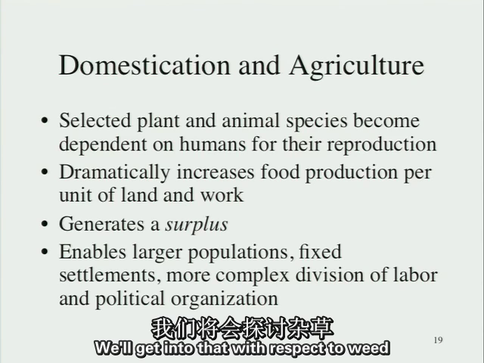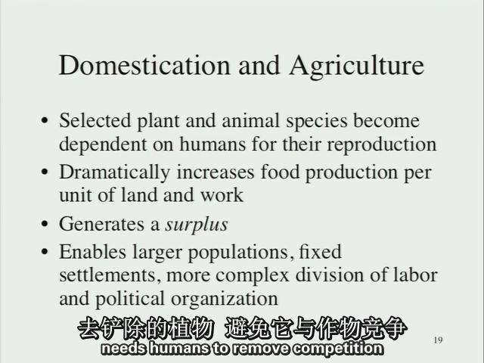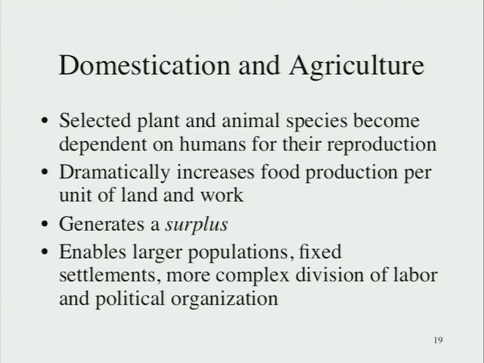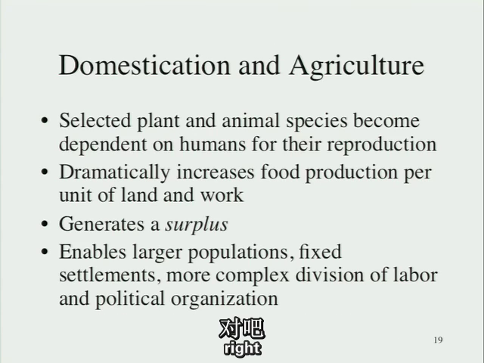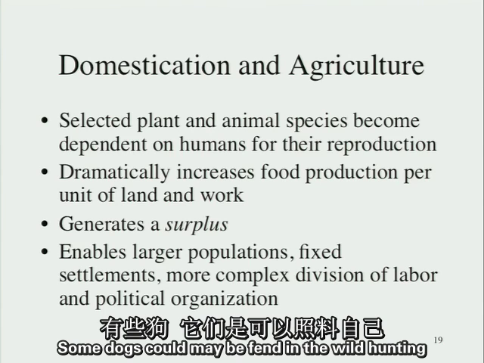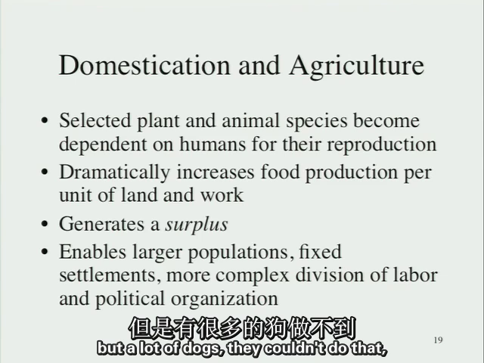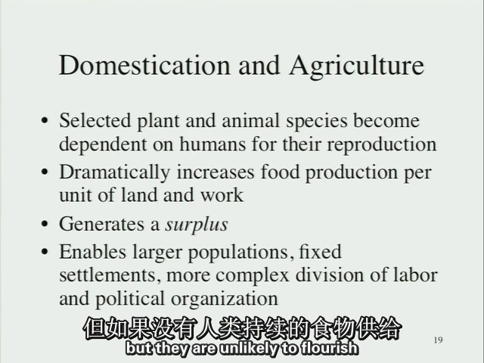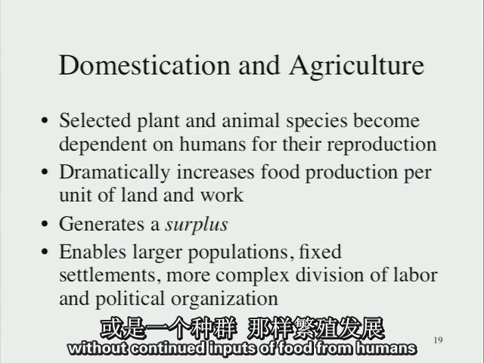And we'll get into that with respect to wheat. It might be because it becomes a plant that needs humans to remove competition. Or in the case of animals, it might be because they actually become dependent upon us for food, right? Some dogs could maybe fend in the wild, hunting and so forth for themselves, but a lot of dogs couldn't do that. They might make it for a while, but they're unlikely to flourish as a species or a population without continued inputs of food from humans.